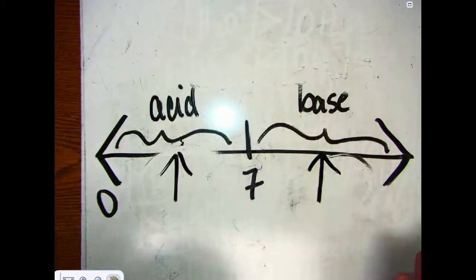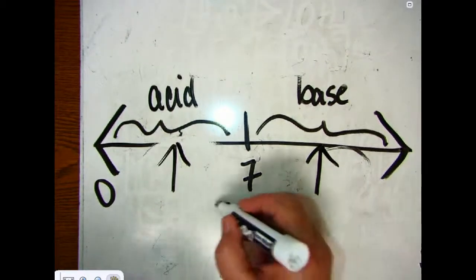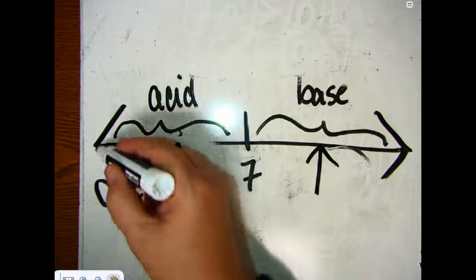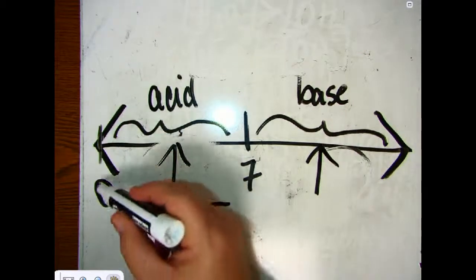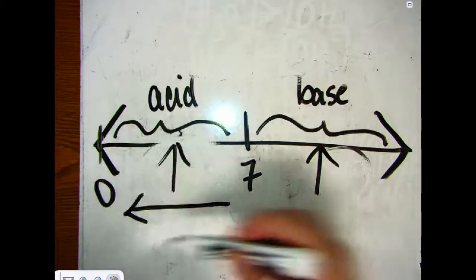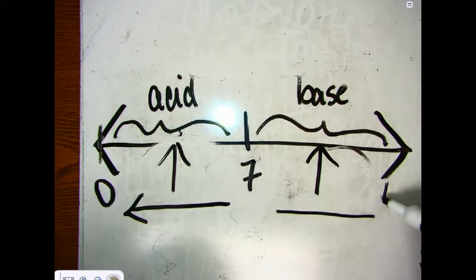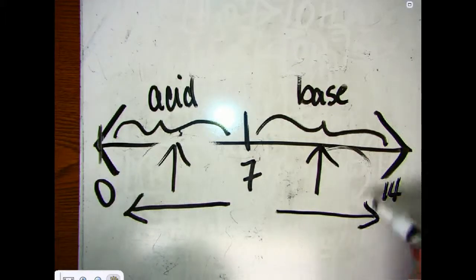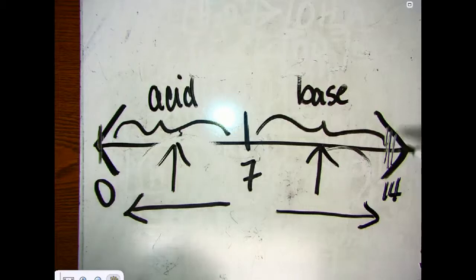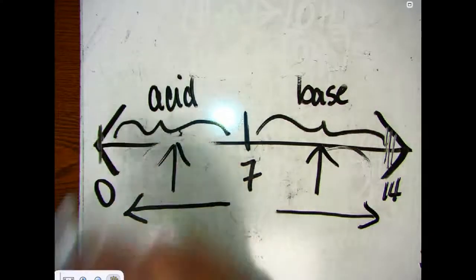The next thing that you need to remember is that as you get closer to 0, the acid gets stronger, and as you get closer to 14, the base gets stronger. Okay, so it's much stronger up at this end and much stronger down at this end.